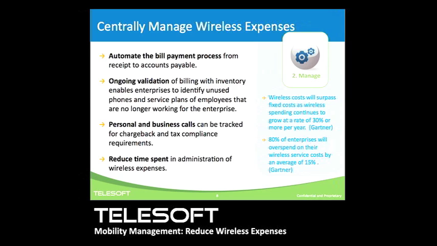Gartner tells us that wireless costs will surpass fixed costs as wireless spending continues to grow at a rate of more than 30% a year. That's just amazing to me. And then 80% of enterprises will overspend on their wireless service costs by an average of 15%. And in the current times right now, 15% is huge. I'm sure that every CIO would like to see that be 0, but if you could reduce that to single-digit numbers, I think somebody would be a hero.